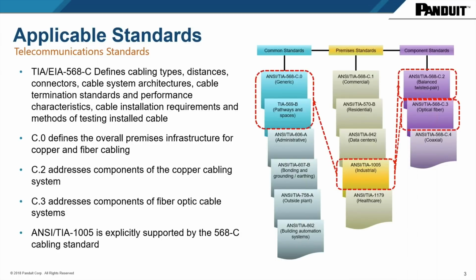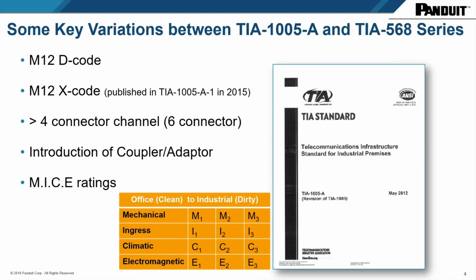And you will see that when you go into a factory, you are dealing with the real world. And the real world means you are encountering all kinds of hazards that you need to be made aware of. And therefore, all of your networks have to be deployed to withstand those hazards. So with this said, I'm going to point out that between 568 and 1005, there are some specific differences that we will address here today.